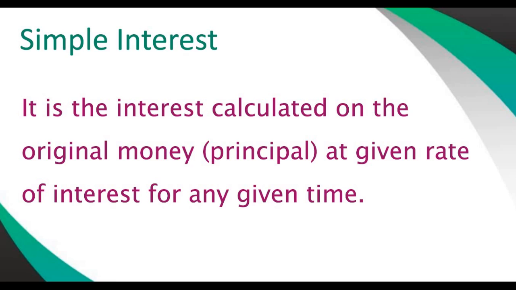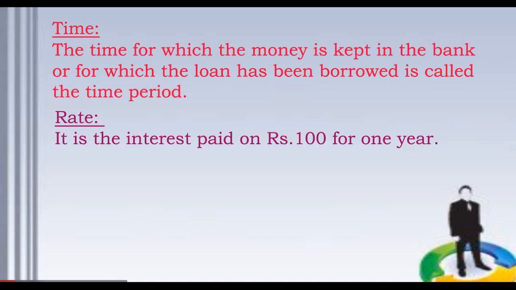So simple interest means it is calculated on a particular period of time. If the money is deposited for 3 years, we will directly calculate the simple interest for 3 years. So time period means the time for which the money is kept in the bank or for which the loan has been borrowed. It is called as time period.